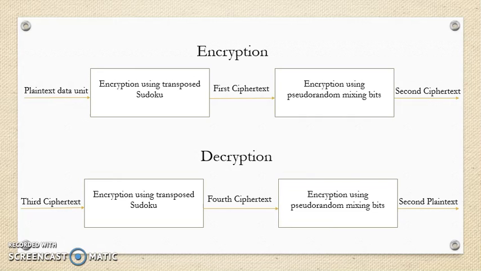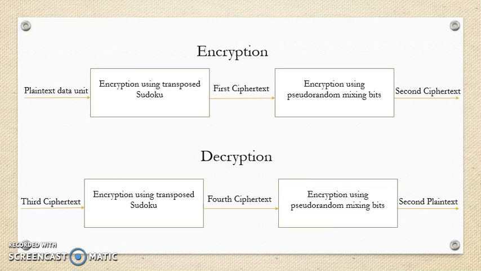The third ciphertext is generated and given to the transposed Sudoku for encryption to form a fourth ciphertext. This fourth ciphertext is then encrypted using the pseudorandom mixing bits to form the second plaintext corresponding to the third ciphertext. Now, in order to receive the correct plaintext from the decryption method, it is important that the mixing bits used for encryption and decryption be the same.